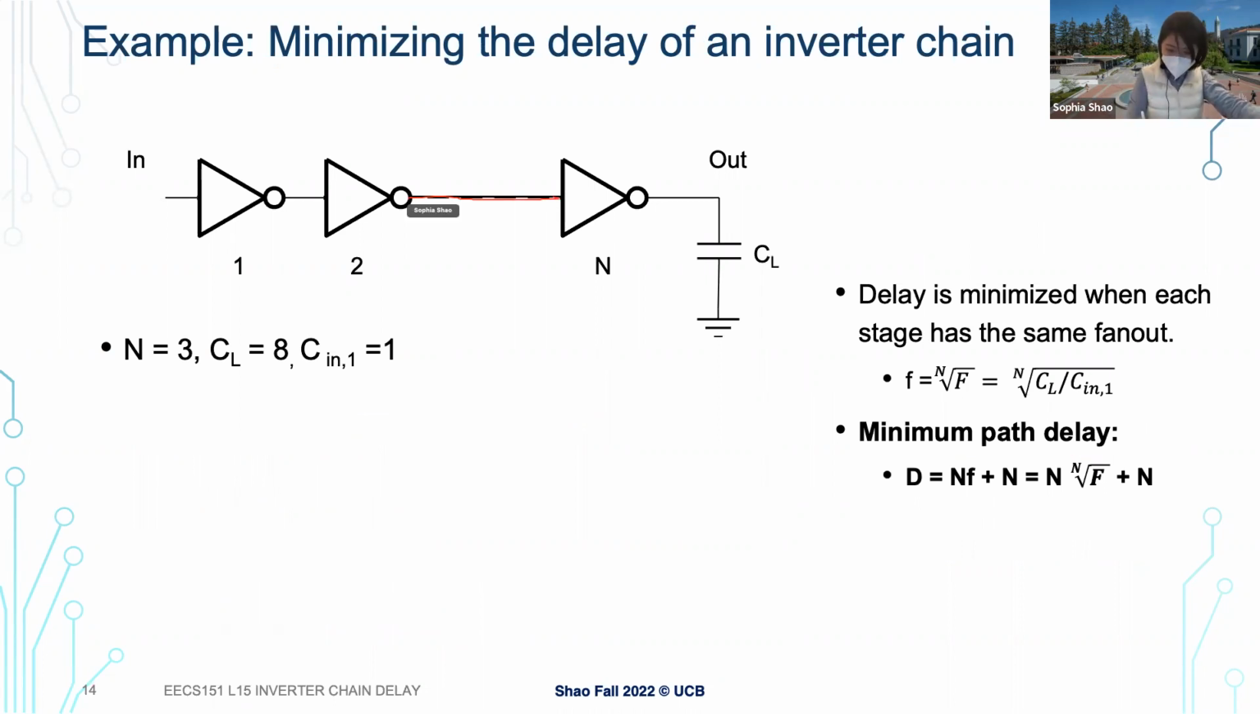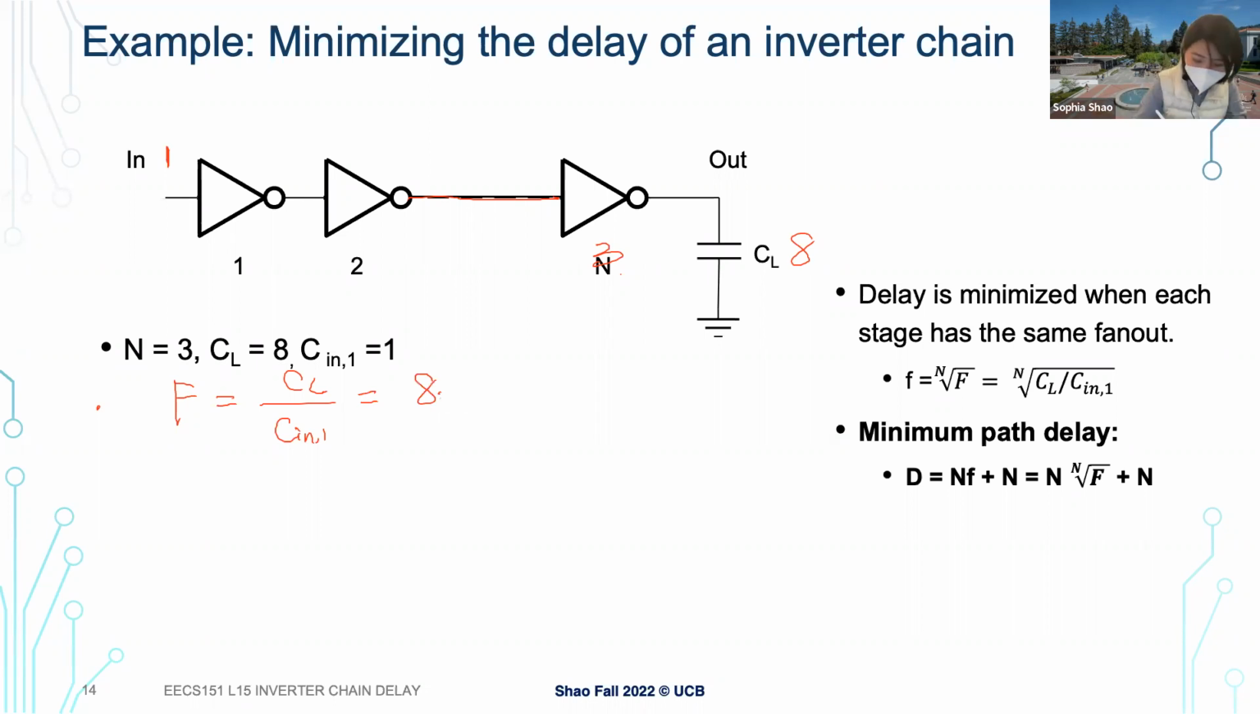So we have 3 stages now, and N is 3, right? Our load capacitance is 8. Our input capacitance is basically 1 here, right? So the overall path fan out is basically CL divided by the input capacitance of the first gate, which is basically 8, right?